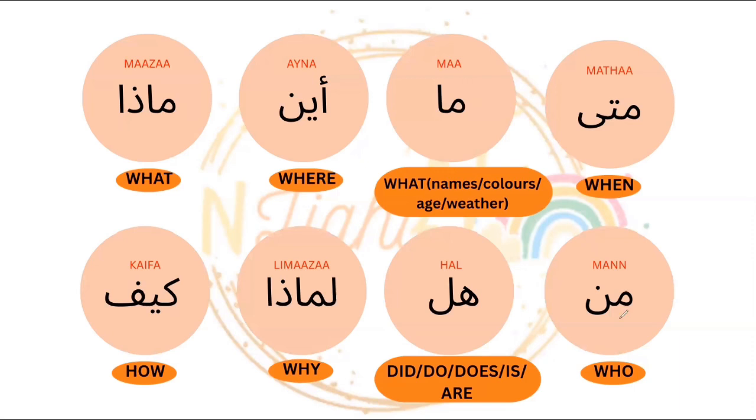Now, man means who. Hal means did you or do you, or did, do, does, is, are. Limada means why and kaifa means how. Please do not get confused between mada and limada. You can remember as mada what, limada is for what, because in Arabic, if a word begins with lam, the letter lam denotes for something, the reason for. Limada means why. All right.